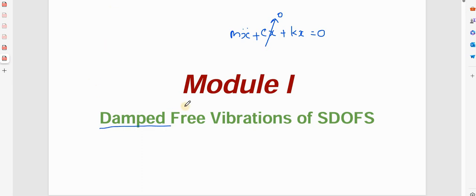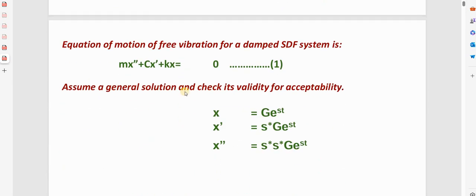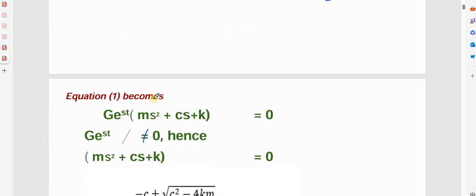So here, as you can see, this is the equation of a damped free vibration single degree of freedom SDOF system: m x double dot plus c x dot plus k x is equal to 0. The general solution for this, I am assuming x is equal to G e raised to st. So x dot will be s into G e raised to st, and x double dot will be s square into G e raised to st. So I am substituting these in this equation.